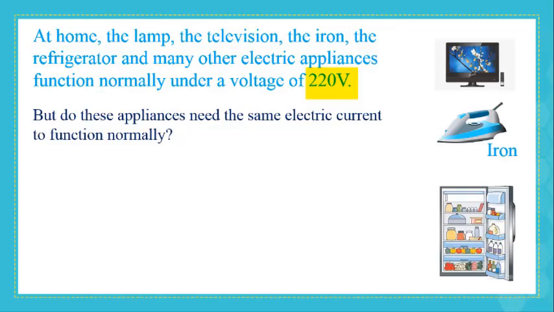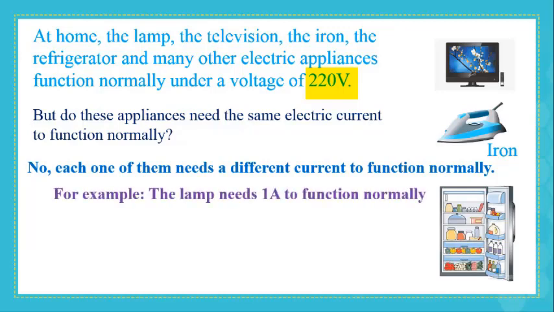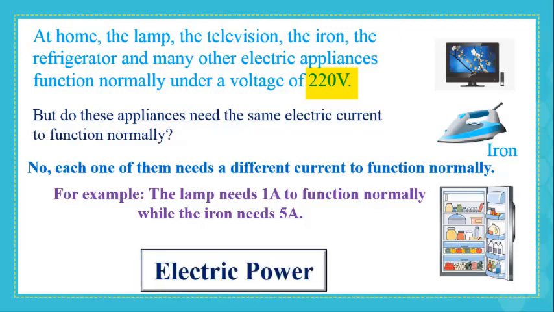But do these appliances need the same electric current to function normally? No, each one of them needs a different value of current to function normally. For example, the lamp needs 1 ampere to function normally, while the iron needs 5 ampere. The difference in the electric consumption of electric devices is related to a physical value called electric power.